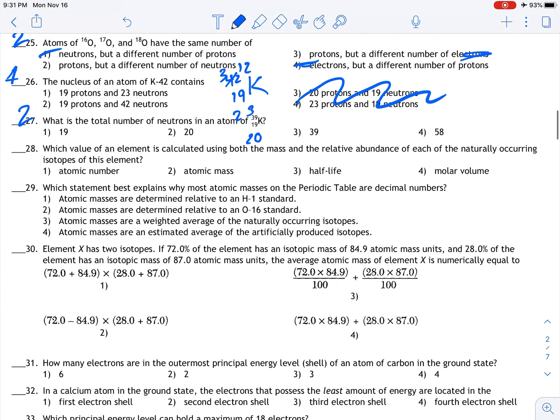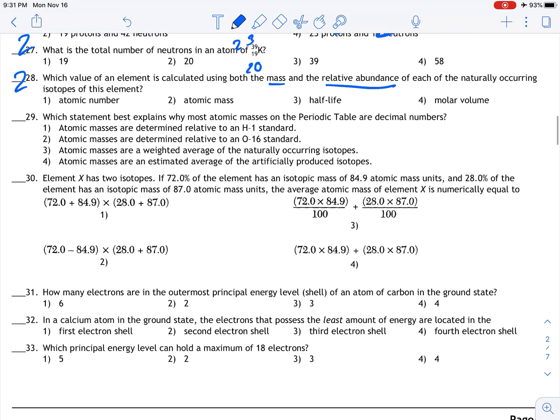Which value of an element is calculated by using both the mass and relative abundance? Okay, so this is atomic mass, because you use the mass and relative abundance. It's a weighted average. Which statement best explains why most atomic masses are decimals? Because they are the weighted average. We take into account the relative abundances and only the naturally occurring, not artificially produced, because we're not sure of their masses if they're artificially produced. We're sure of their masses if they are naturally occurring.